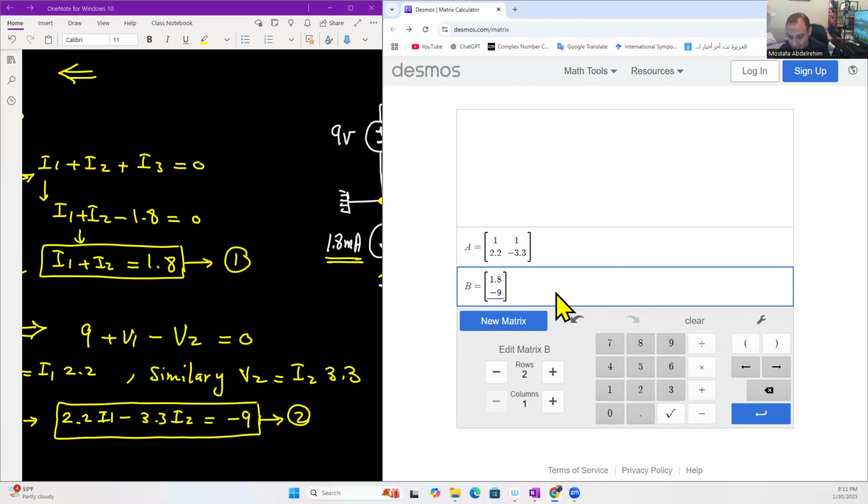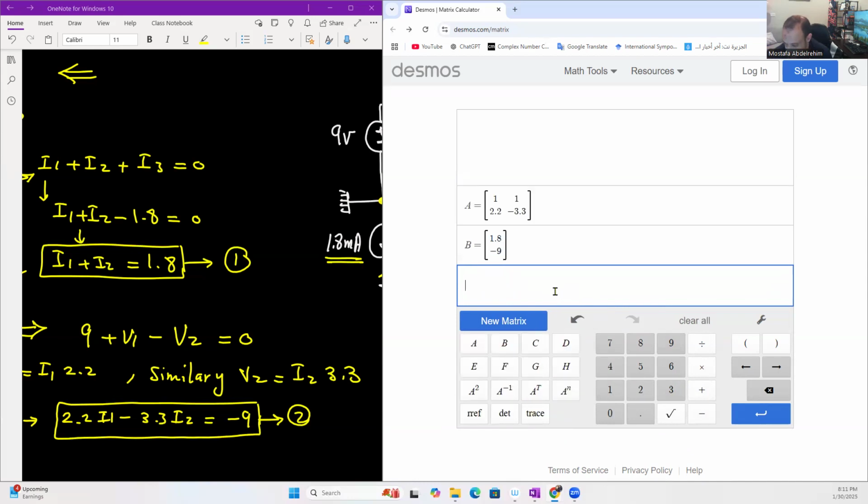Okay. Again, this is linear algebra, but it's very easy. Don't worry, just follow what I'm doing. If you have a calculator that can solve equations, that's also good. Equal. Now, what we should do is multiply A to the power of minus 1 by B. A to the power of minus 1 means the matrix A to the power of minus 1. Don't confuse yourself, just follow what I'm doing.